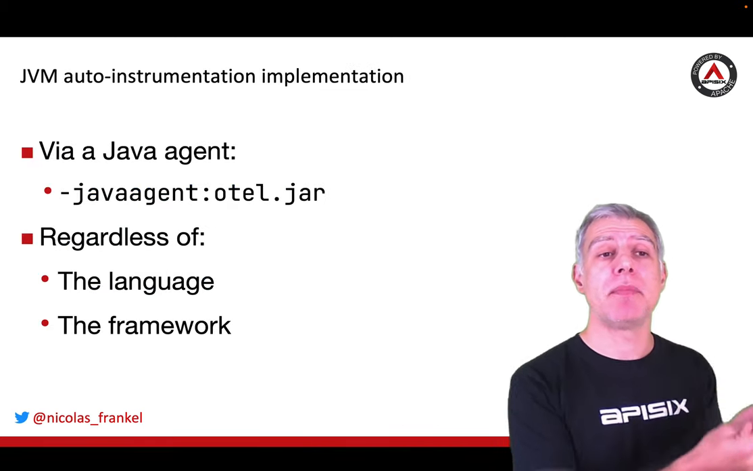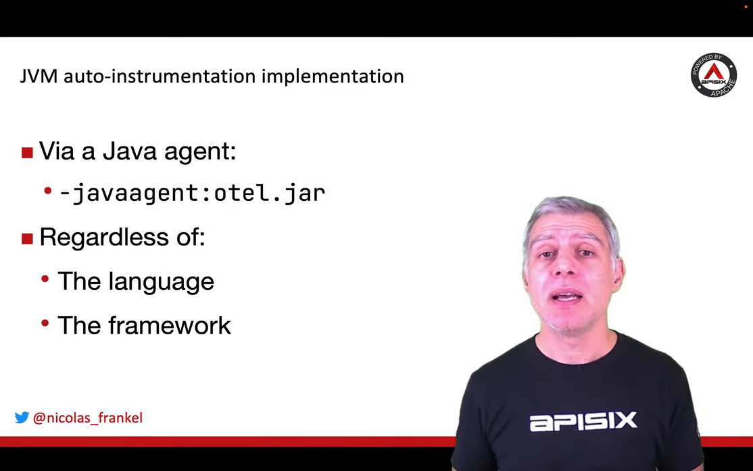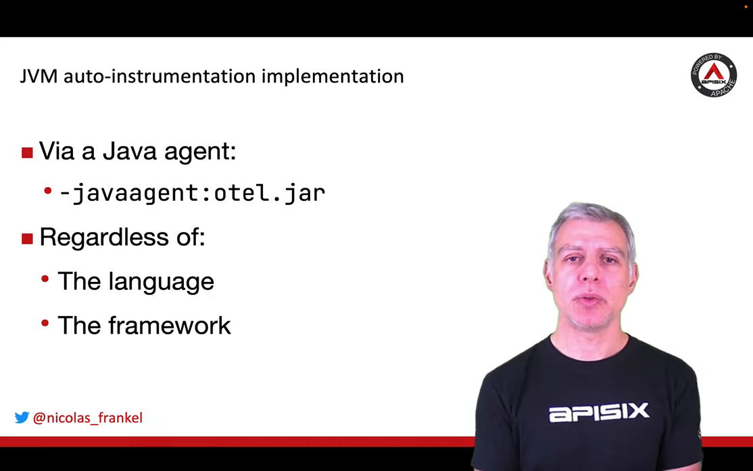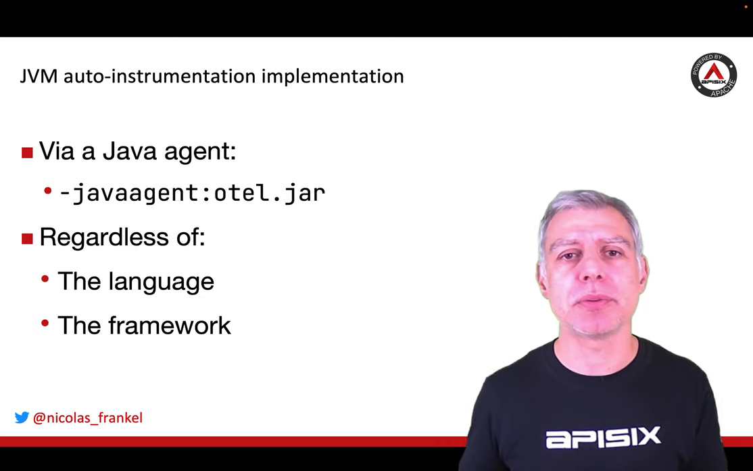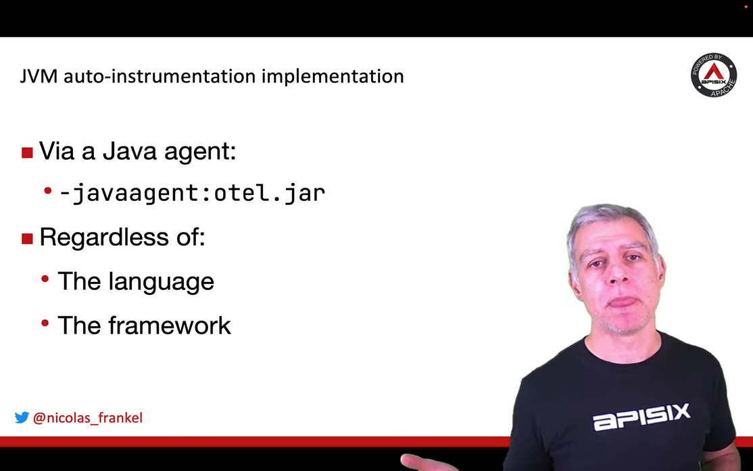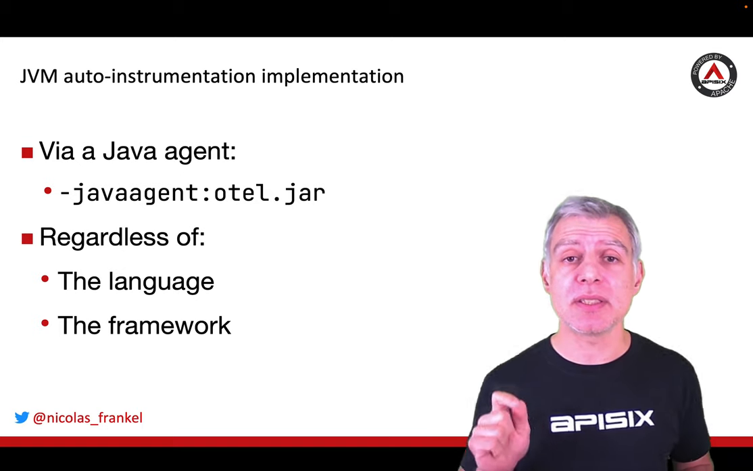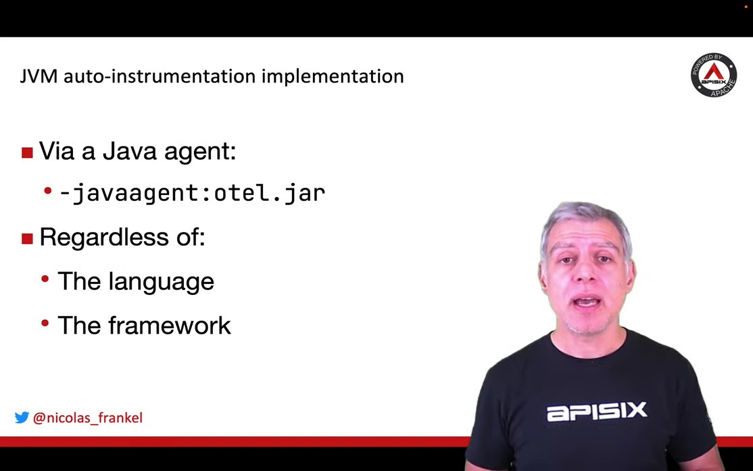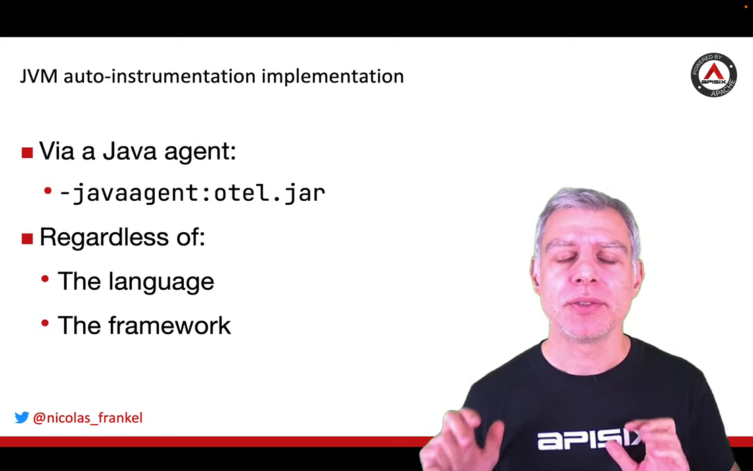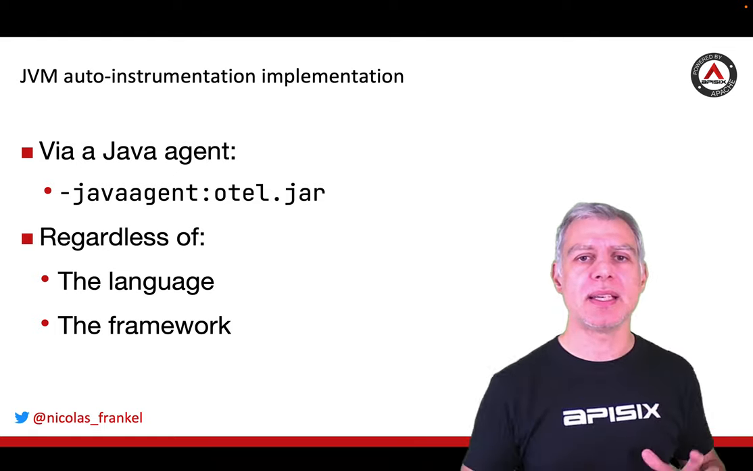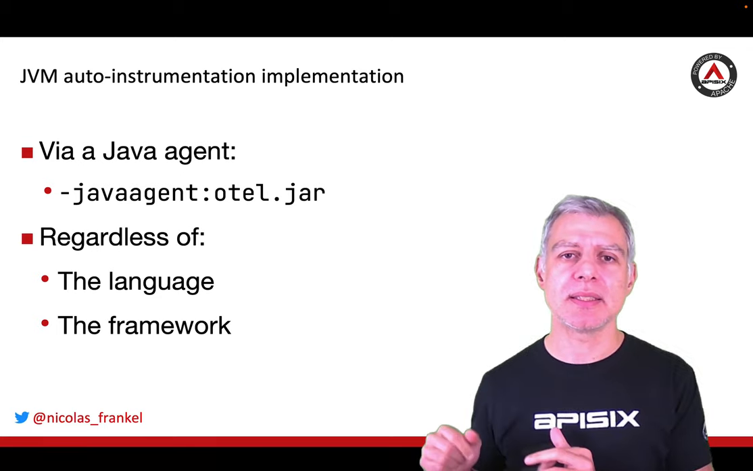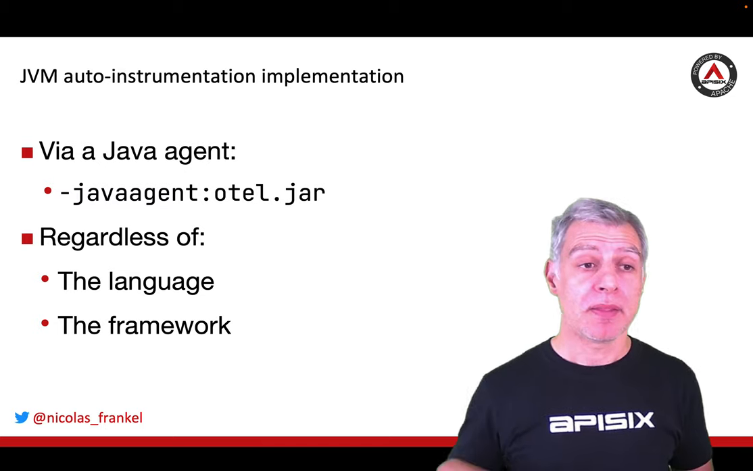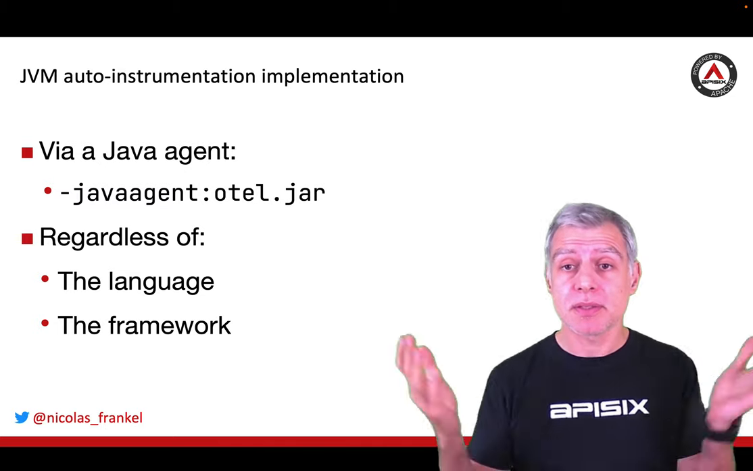The next step is the JVM level. As I mentioned, JVM is a runtime, so I can easily use auto-instrumentation. And on the JVM, auto-instrumentation is through a Java agent. So this is quite easy, actually. I just need to pass the Java agent when I start the application, and I don't need to write anything. So your developers are completely isolated from this tracing concern. They can write their code, and everything will work as expected. This is regardless of the language and the framework, because it's the JVM.